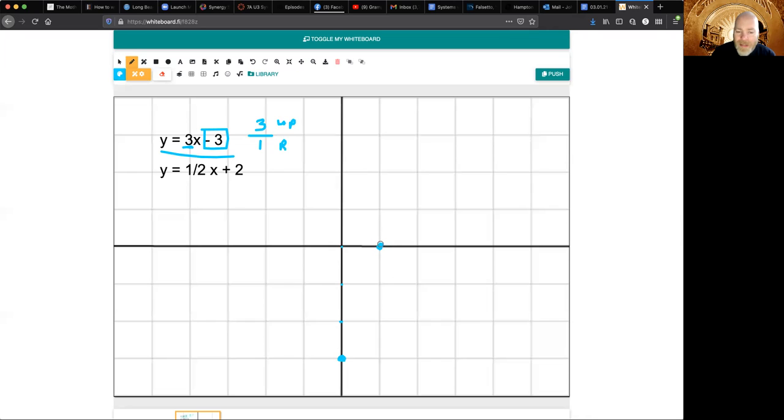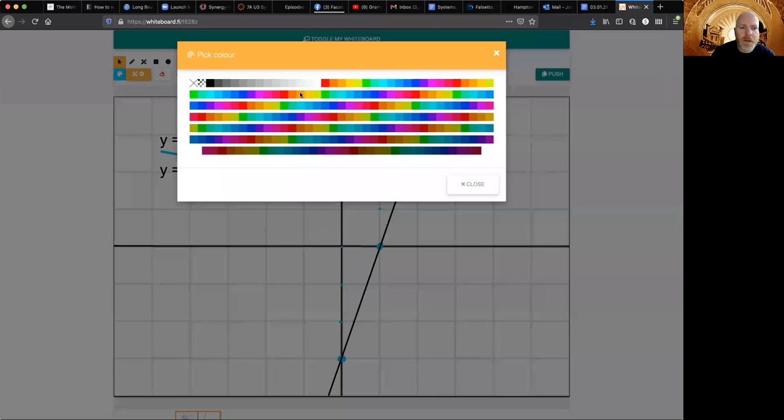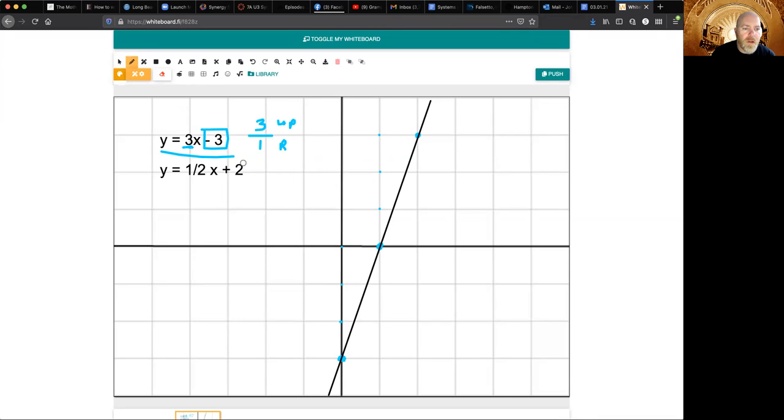I'm going to follow that same exact path, another up 3, right 1. 1, 2, 3, right 1, there's the point. Now, the line, you can make a line if you want. You don't have to. It's nice looking, but you don't have to do it. Let me change to another color. I'm going to do the second line now.